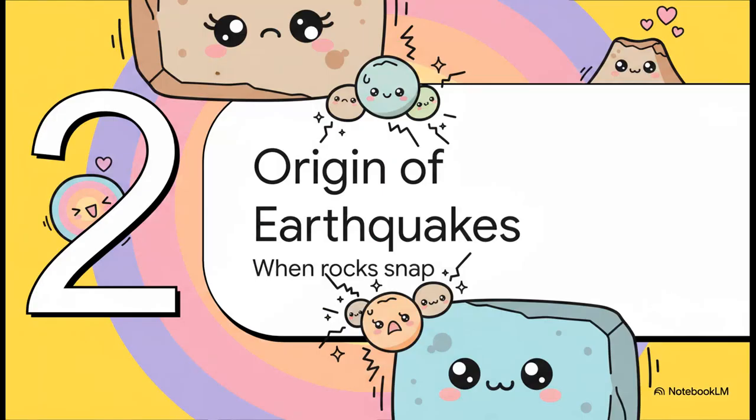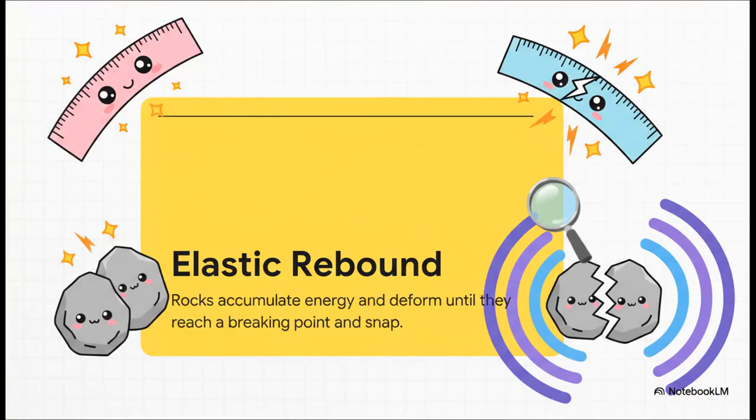Moving on to Section 2, the origin of earthquakes. So we know these massive plates are moving, but what actually happens when millions of tons of rock get stuck against each other as they try to move? Well, the answer lies in the elastic rebound theory.